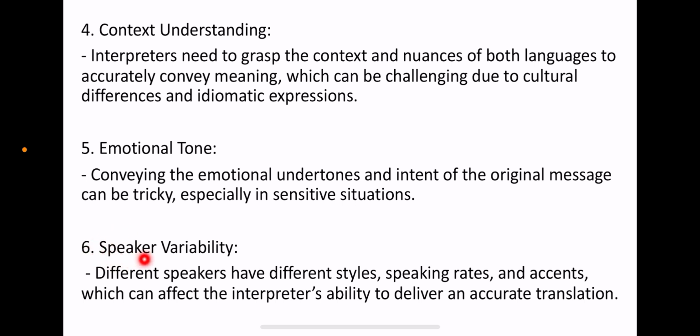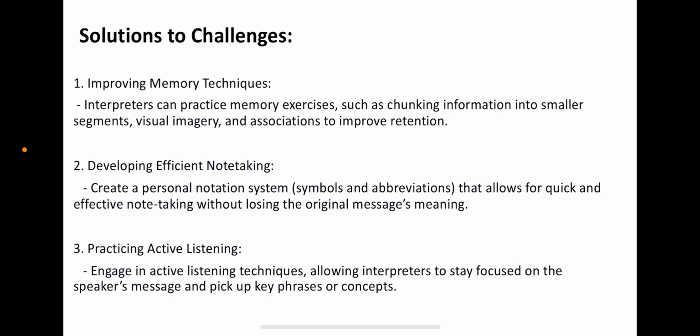Number 6, speaker variability. Different speakers have different styles, speaking rates, and accents, which can affect the interpreter's ability to deliver an accurate interpretation. So let us see what solutions are recommended to overcome the challenges.